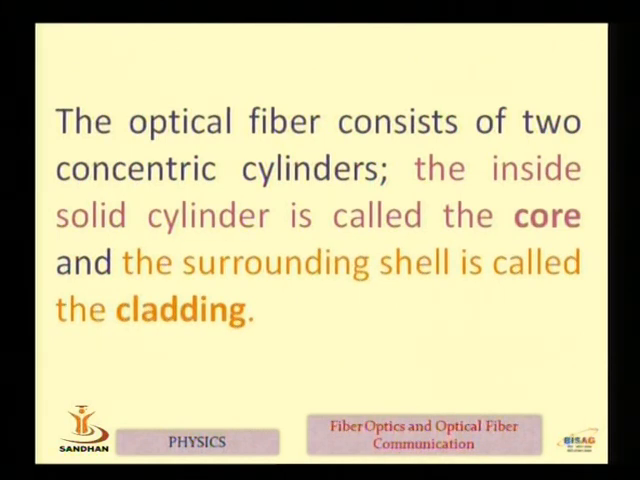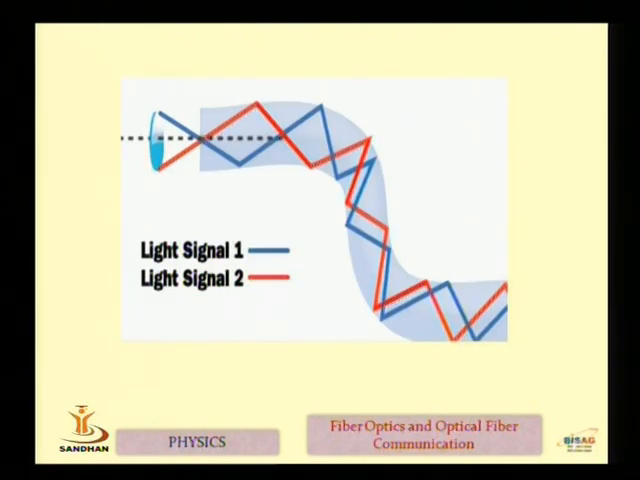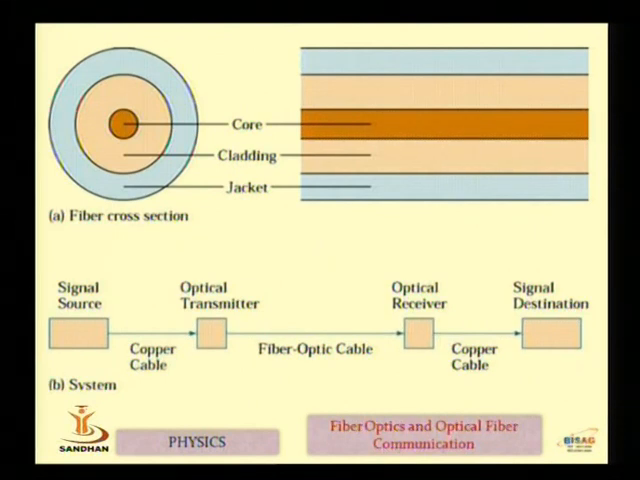The optical fiber consists of two concentric cylinders. You can say one is the core, another is the cladding. Here, three figures indicate the different phenomena. One is figure A, where the angle of incidence is less than the critical angle. In figure B, the angle of incidence is equal to the critical angle, and in figure C, the angle of incidence is greater than the critical angle. So the picture shows that total internal reflection takes place inside the fiber cable. The figure shows the center part is the core, the outer part is the cladding, and the outermost part is the jacket.